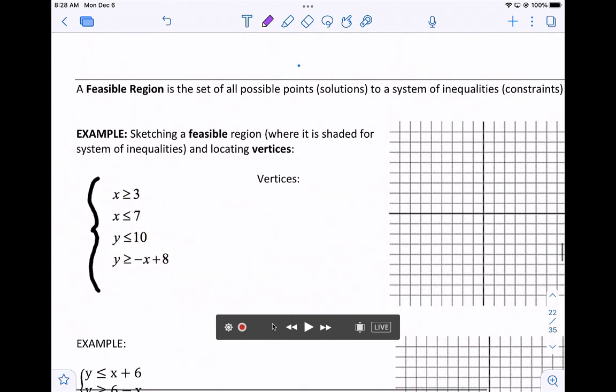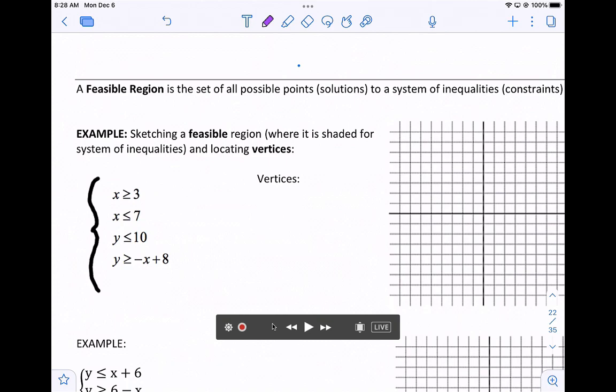So the definition for today: the feasible region is the set of all possible points or solutions to a system of inequalities, which we call the constraints. So we've looked at this before. Again, we looked at shading the area of all the possible points that work in the inequalities. The name for that is the feasible region, or the region where all of these answers are true for all of the inequalities.